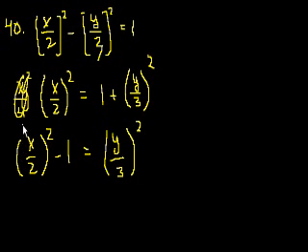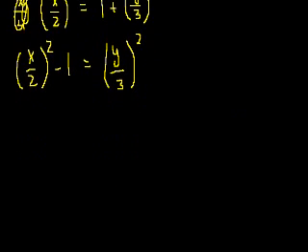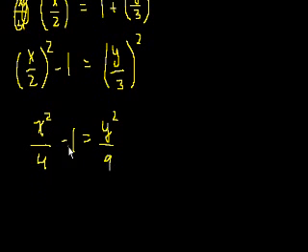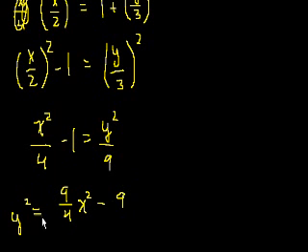And now let's multiply both sides by 3 squared, or let's multiply both sides by 9. Actually, to simplify this, let me rewrite it. That's the same thing as x squared over 4 minus 1 is equal to y squared over 9. Multiply both sides by 9, and I'm going to switch the sides so we get y here. So you get y squared is equal to 9/4 x squared minus 9. All right, and that's about as far as we can get with straight up algebra.